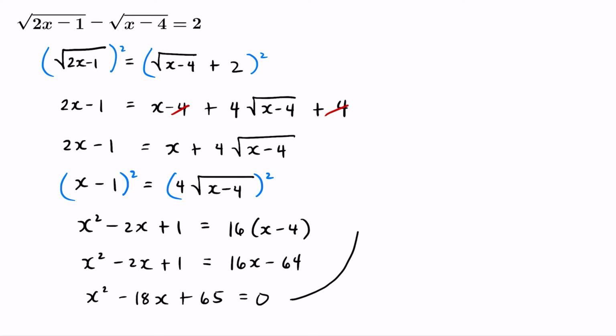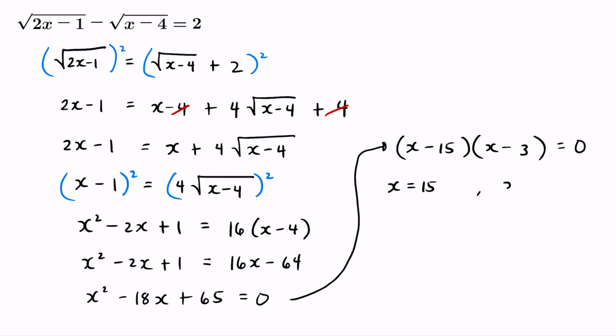Now, how do we factor this left-hand side? What are the factors of 65 whose sum is negative 18? Those are negative 15 and negative 3. Therefore, the x values here are x equals 15 and x equals 3. Now let's check these values, whether they are solutions of the original equation or not.